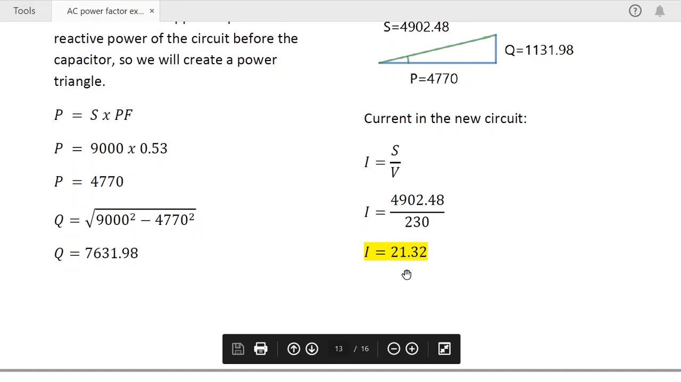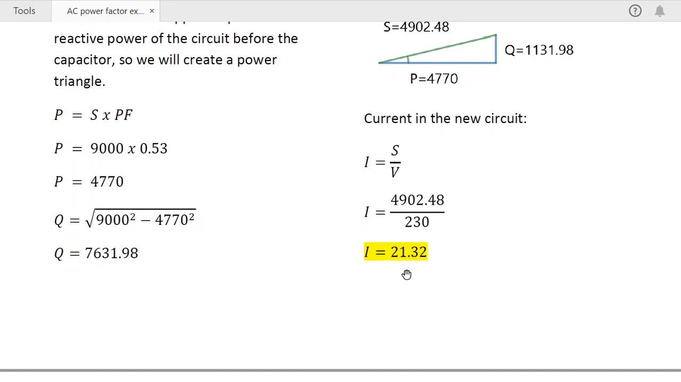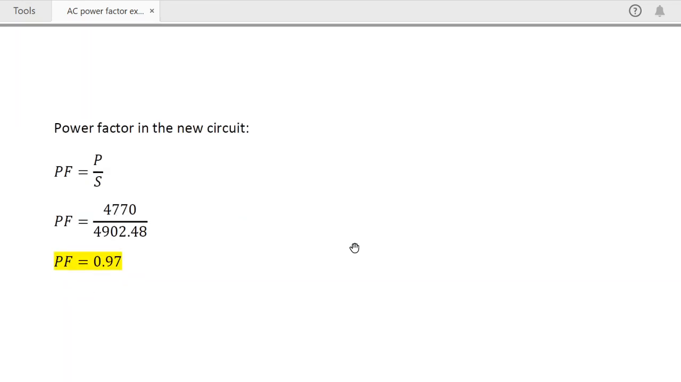We've almost halved it by adding that capacitor in. So this is one of the values of improving our power factor. Our power factor in the new circuit, power factor equals P over S. It's a ratio of true power to apparent power. So that would be 4,770 divided by 4,902.48 gives us a power factor of 0.97, 97% power factor. So that's very good.